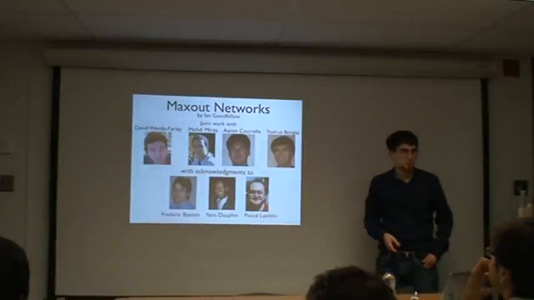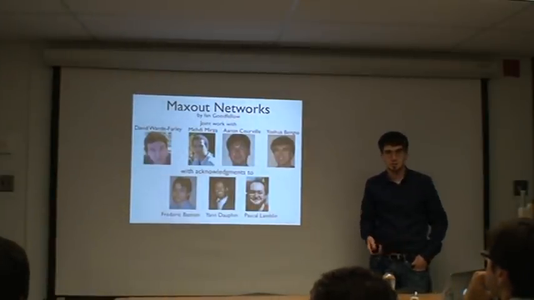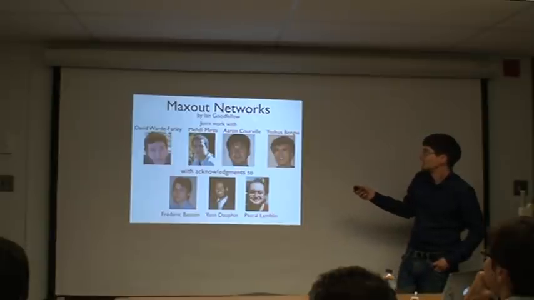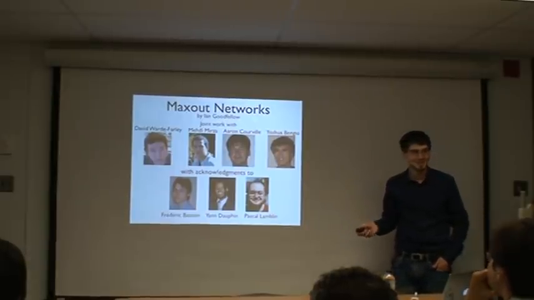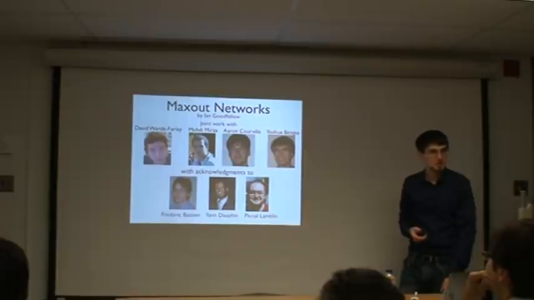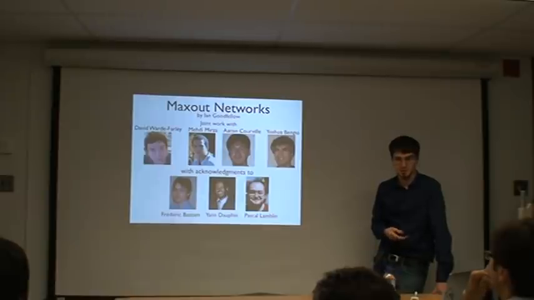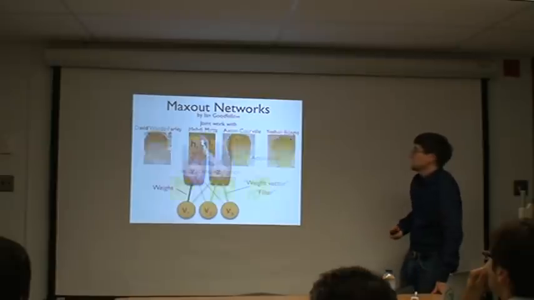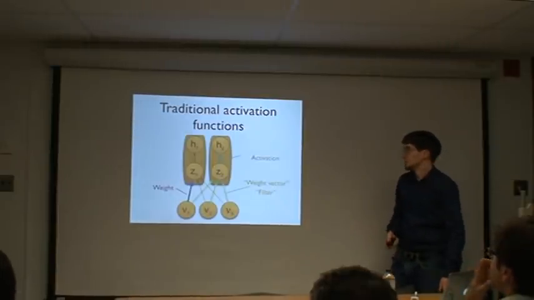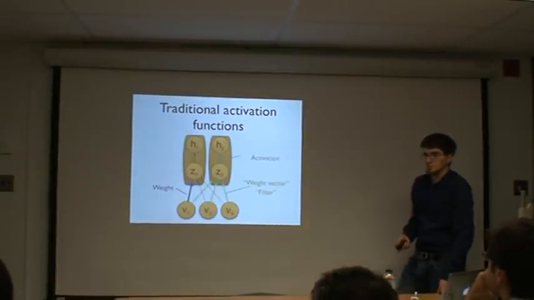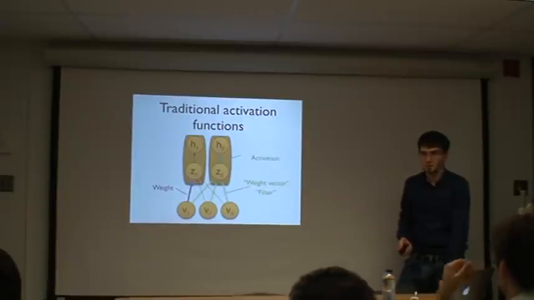So the next paper I'll show you was a collaboration with like half the lab. This is called Maxout Networks. For people that want to see more detail, there is a talk about this at ICML 2013, and the videos from that are online, as well as the paper. The basic idea behind Maxout is we wanted to introduce a new kind of activation function for neural networks.